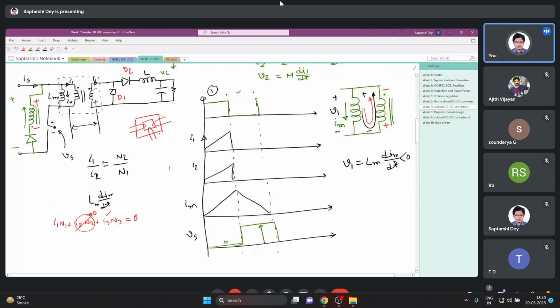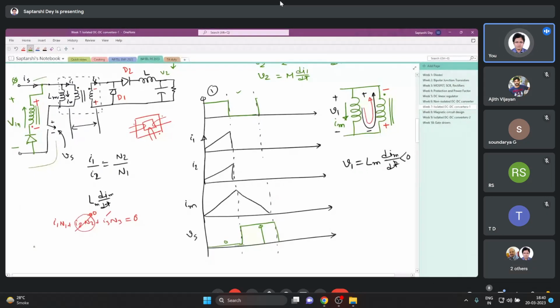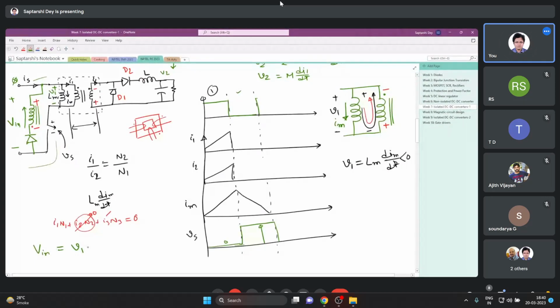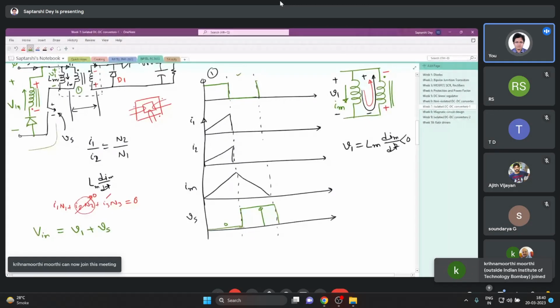Now, what we will do is we will write KVL in this loop. Starting from here, we will go through the primary winding, switch and come back. If I do that, then say if this is my DC supply voltage Vin, then my KVL equation becomes Vin equals V1, V1 polarity is like this, V1 plus Vswitch, right? Now I have to find V1. Now you see what is happening when the switch is open. There is some galvanic interaction between the windings 1 and 3, right?